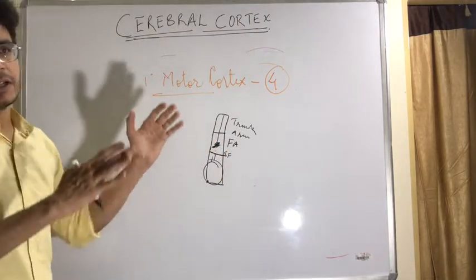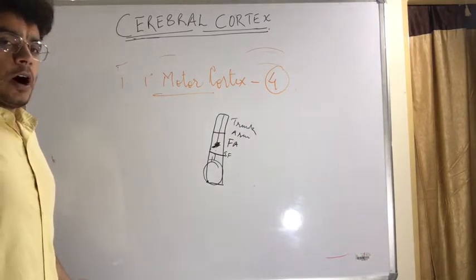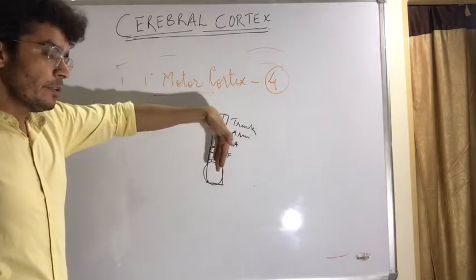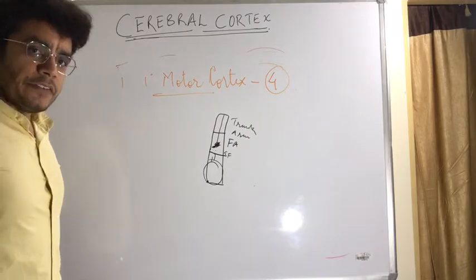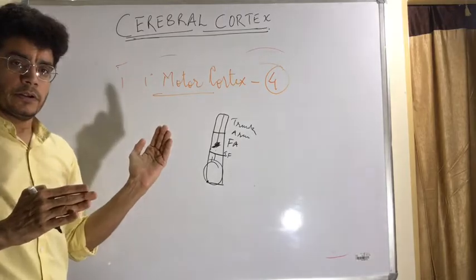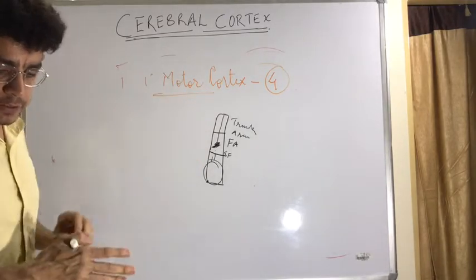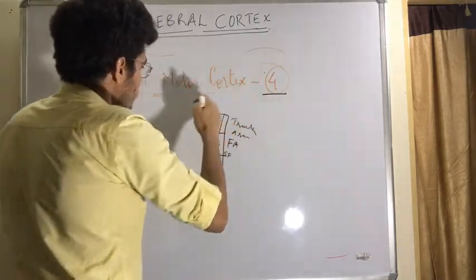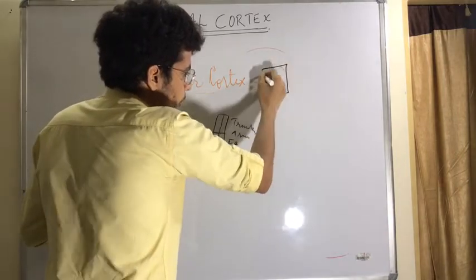So we can say on the lateral aspect, the upper part of the body above the hip area is represented upside down, and the pelvis and lower limb are represented on the medial aspect of the frontal lobe. Okay, and this is the primary motor cortex, sorry, not the premotor. The primary motor cortex, this is area number 4.